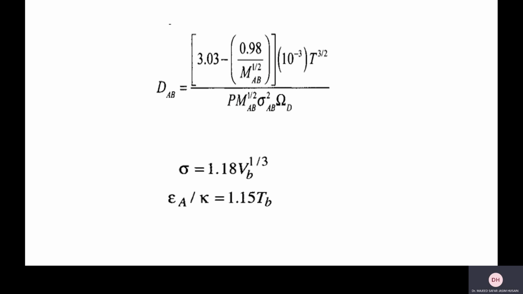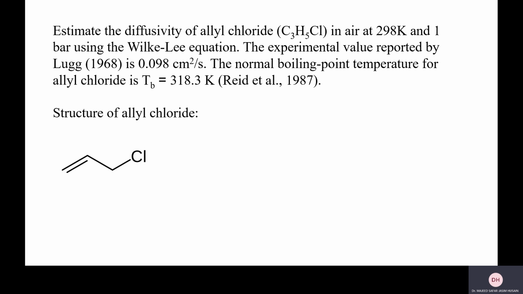The final value of diffusivity will be 0.0992 centimeters square per second. That will be the value of diffusivity that you will calculate through this equation, and then you will find the percentage error when you compare the theoretical value with the experimental value, which was given to you as 0.098 centimeters square per second. That was the experimental value. So the error percentage you will calculate, and it will be 1.2%. These are the steps. You have to sit down and do it yourself.